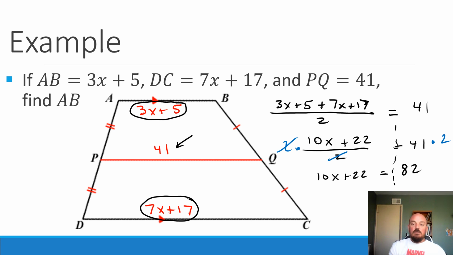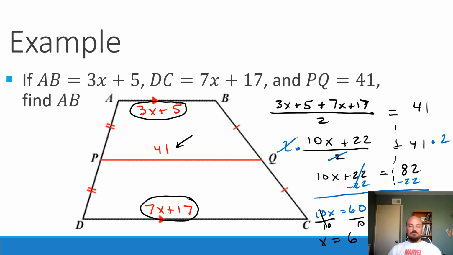Let's finish solving by subtracting 22 from each side to cancel that out. And I get just 10x equals, let's see, 82 minus 22 would be 60. One more step, squeeze it in here at the bottom. Divide by 10 and x equals 6. So we got x equals 6.